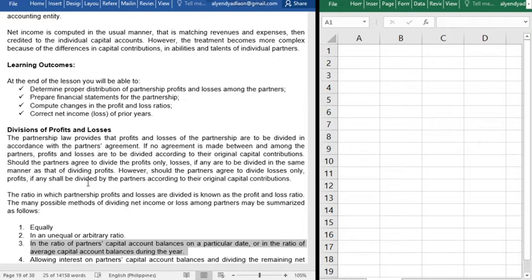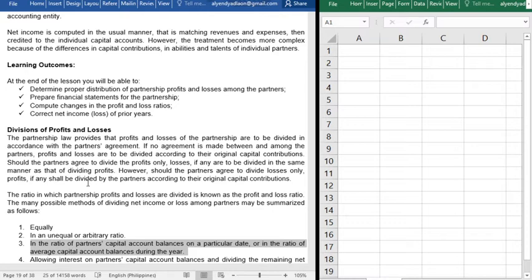Again, when we say original capital ratio, that is from the start of the operation, while the beginning capital ratio is only at the beginning of the year. Now we also have ending capital ratio, which is the end of the year. So if the end of the accounting period is December 31, 2020, then whatever is the ending capital on December 31, 2020 will be the basis for allocation of profit. Now, we also have what we call the ratio of average capital account balances during the year.